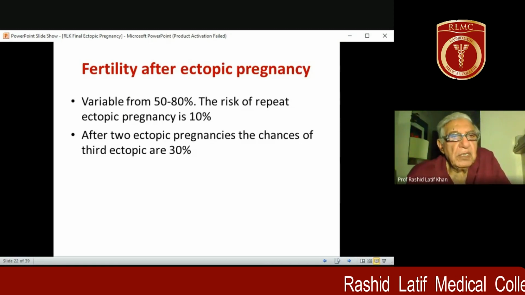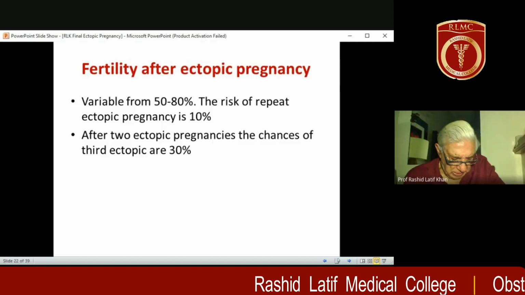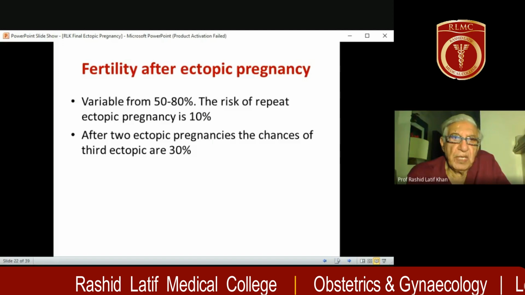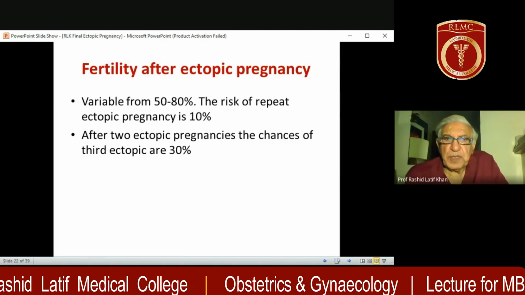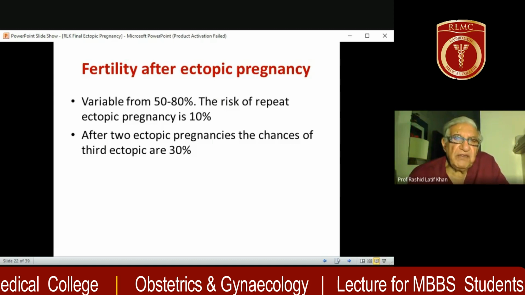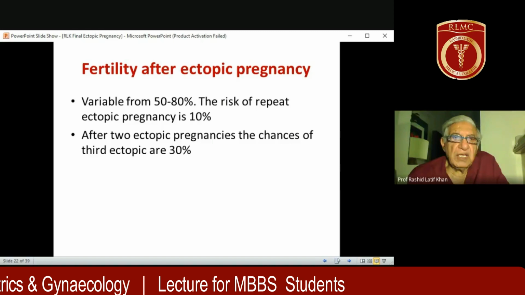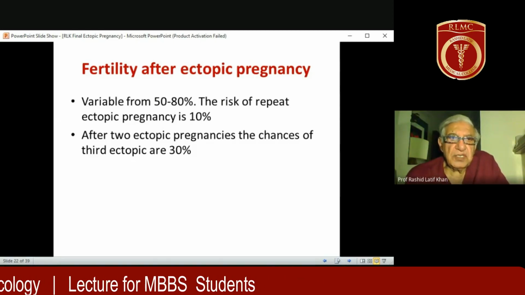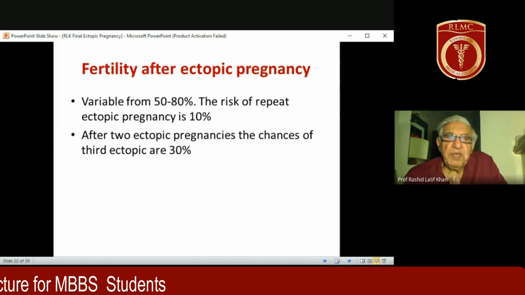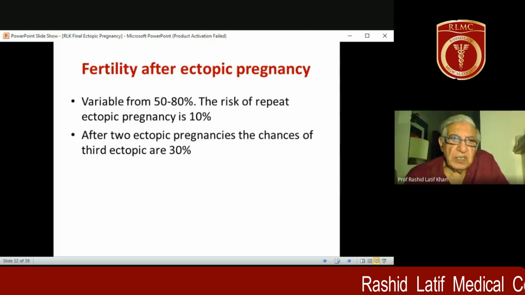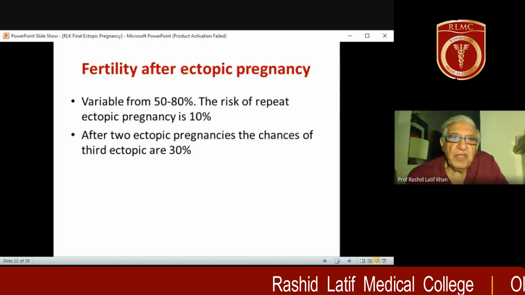In every patient, there is one question which is repeatedly asked: what are the chances of next pregnancy? Because especially after ART or IVF pregnancy, the pregnancy lost, they ask what are the chances next. And chances are variable. There's a possibility that there may be 80% chance of normal pregnancy, but in those cases where persistent infection, chronic PID is there, the chances of second ectopic are nearly 50%.